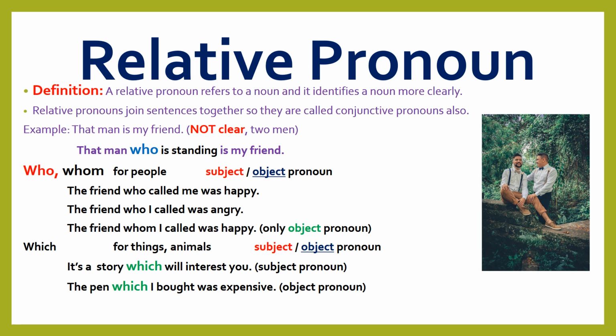But when you make it clear and you say, "That man who is standing is my friend." There are two people, one of them is sitting and one of them standing, and if the person standing is your friend, you will say, "That man who is standing is my friend." So who is here used as the relative pronoun.